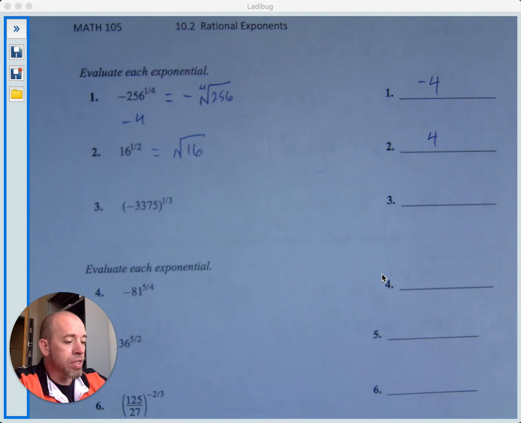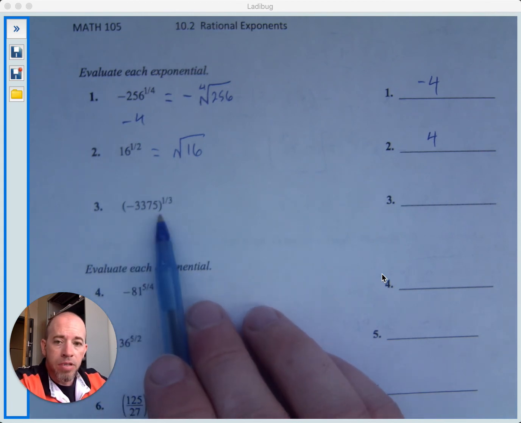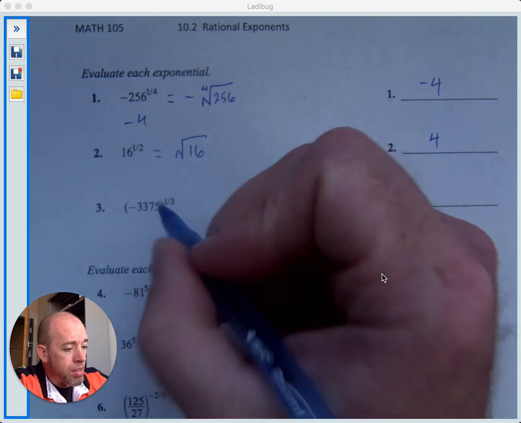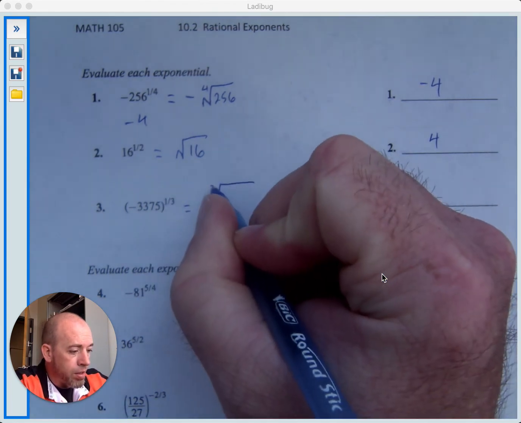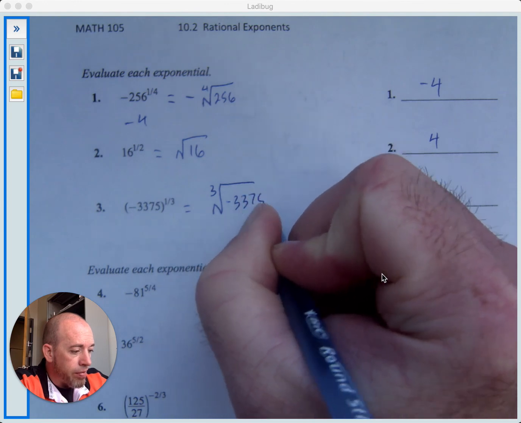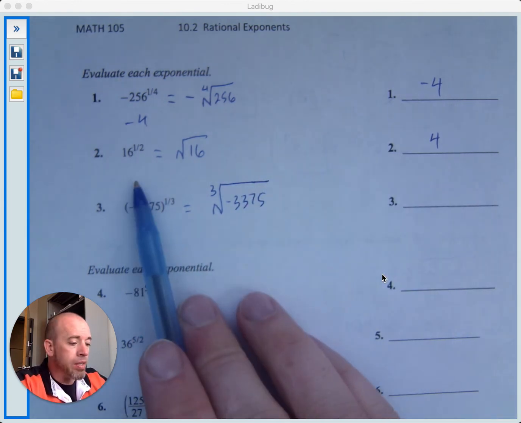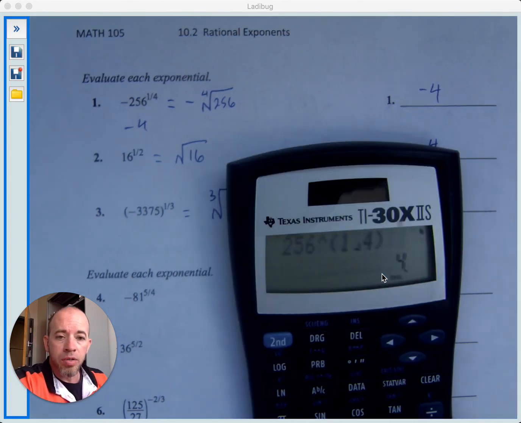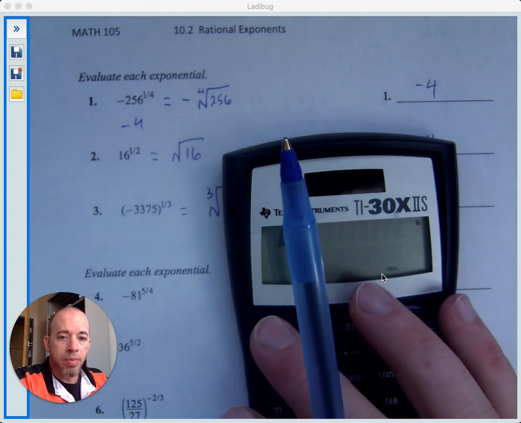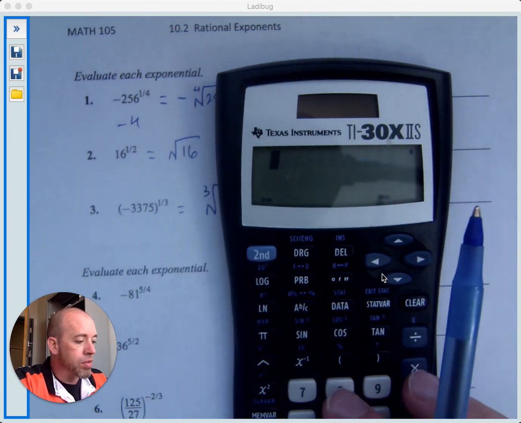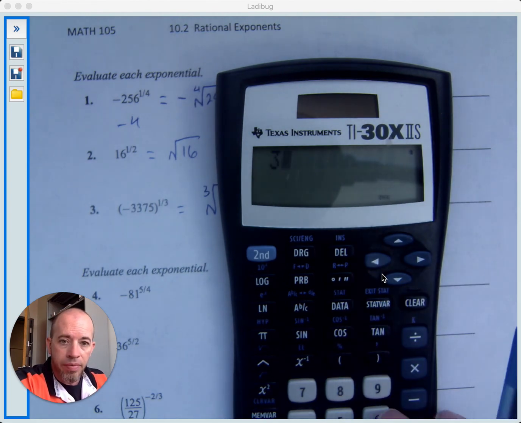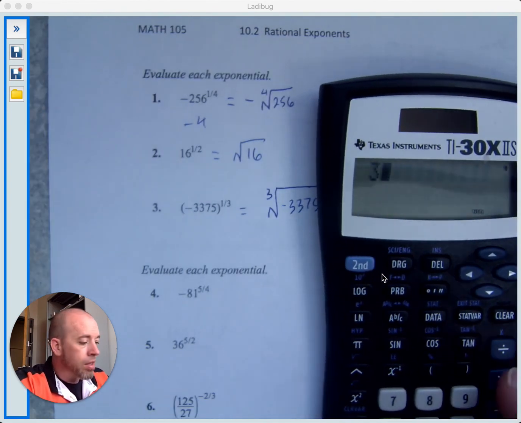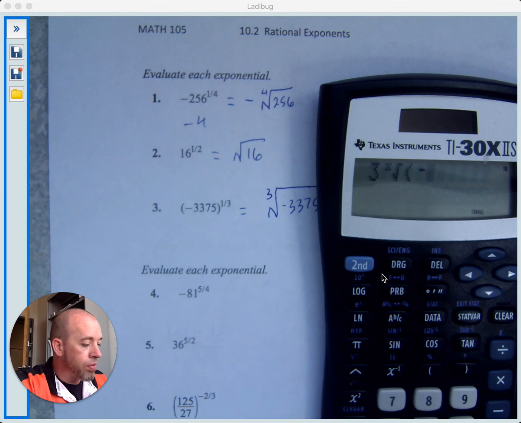Next one we have, notice the negatives in parentheses. So we have to honor those parentheses, and this is the same thing as the cube root of -3375. Either way you evaluate this, with the fractional power or the third root, you should get the same answer. For this one, I might go ahead and do the cube root. We know how to do that, but just to model it, second, I'm going to use, oh wait, we got to do 3 for the cube root, right? 3, second, the x root, and then parentheses -3375. And let's see what we get.